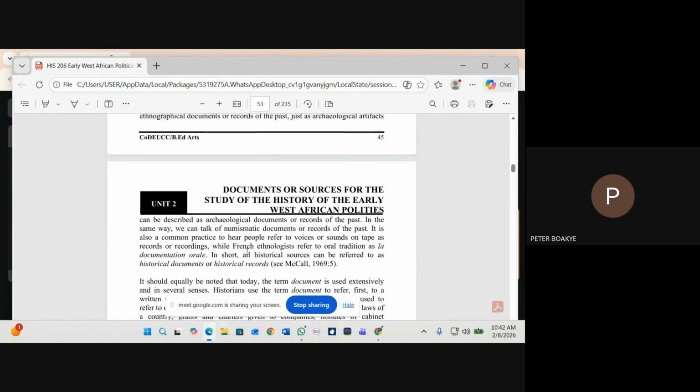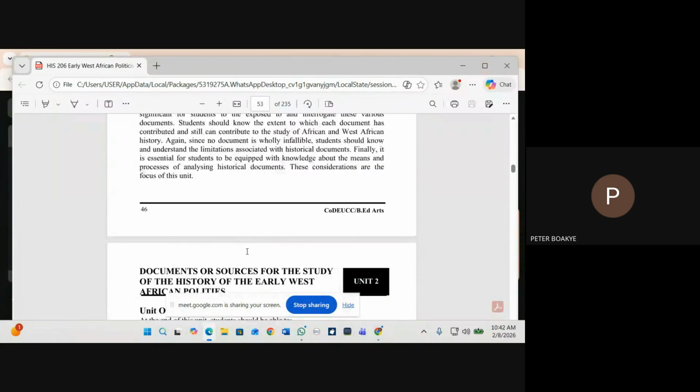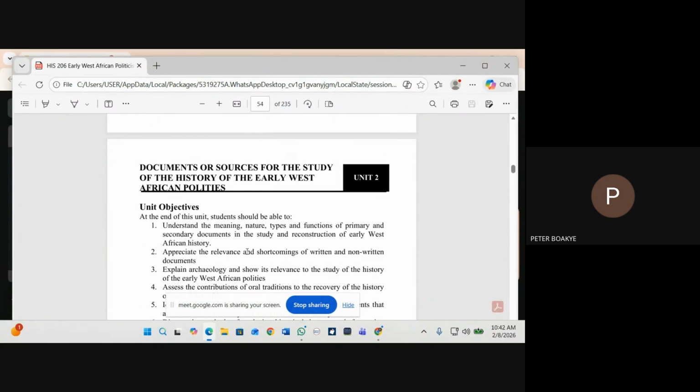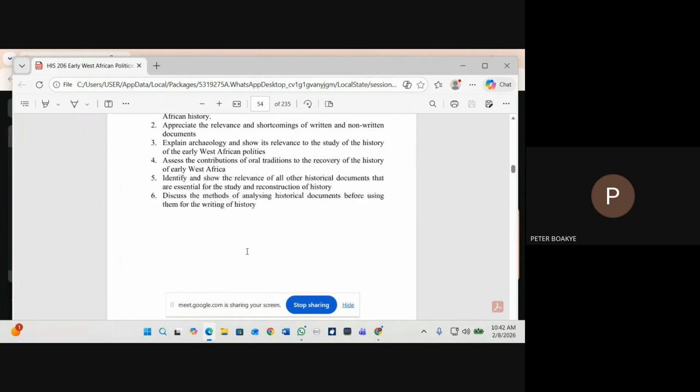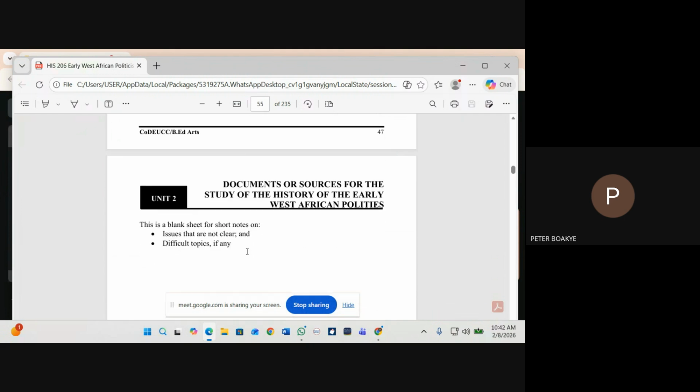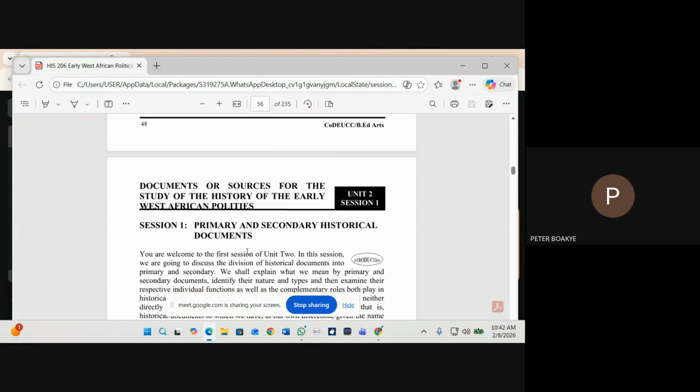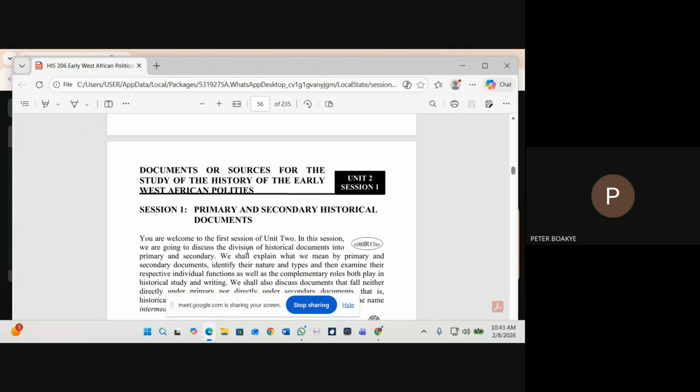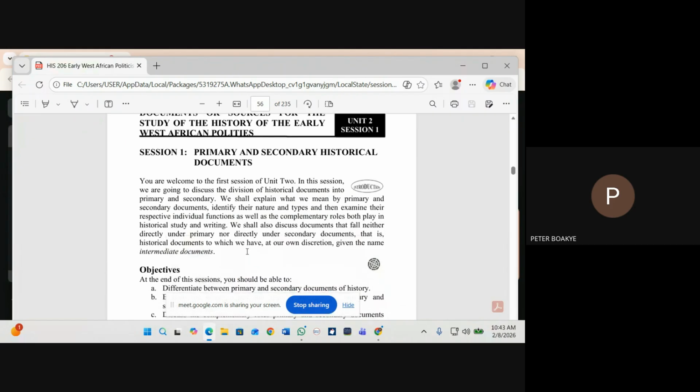Let's look at Session 1 straight away. Session 1: primary and secondary historical documents. We want to have a look at primary and secondary historical documents. So you are welcome to the first session of this unit, that is unit 2.